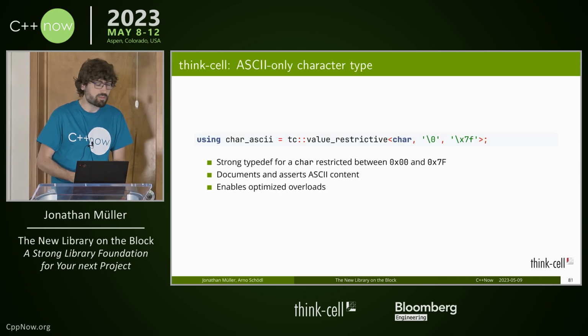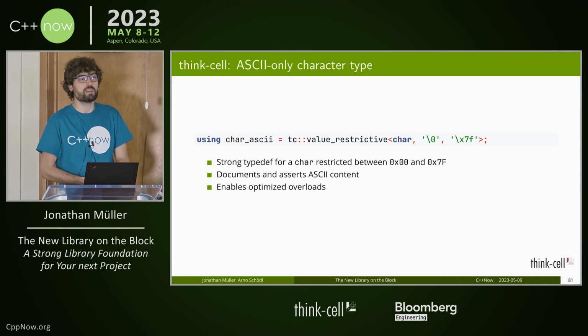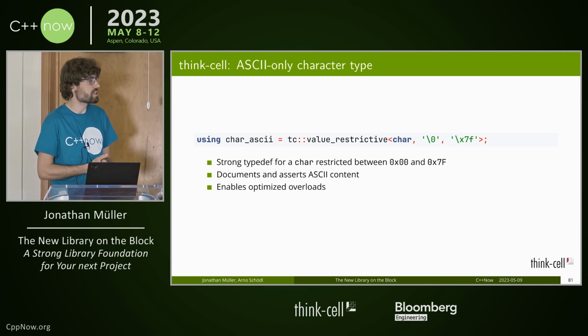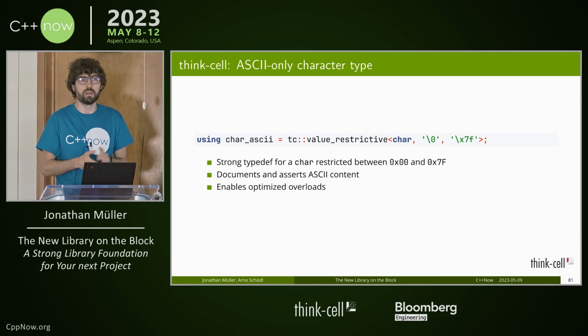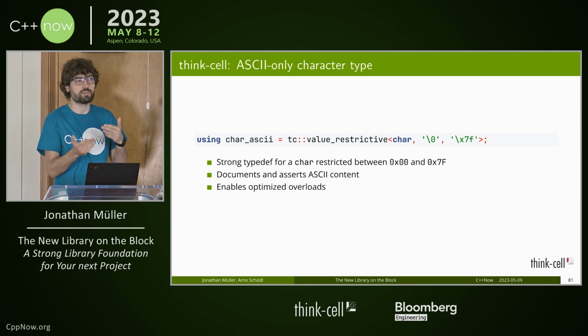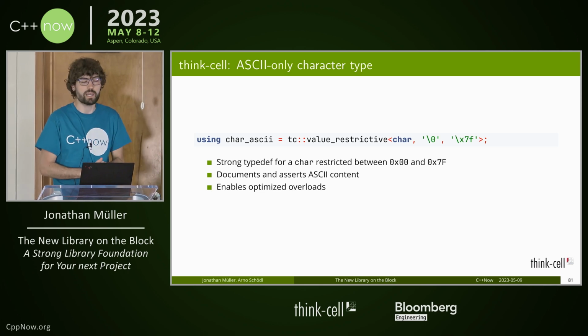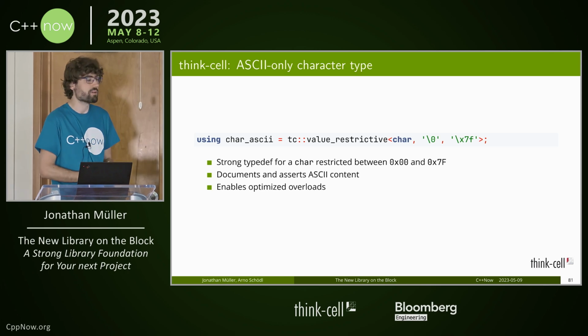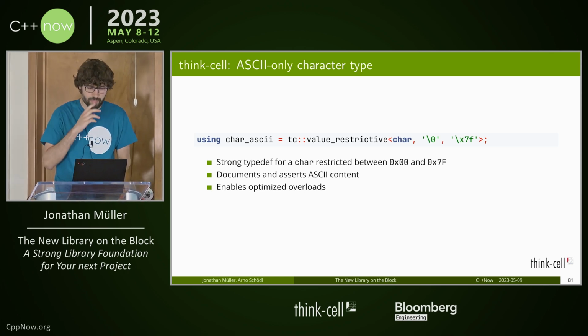So we recently introduced a custom type, char ASCII. This is essentially a strong type for a char that can only contain ASCII values. It documents that we are dealing with ASCII, and also asserts in case we accidentally put non-ASCII in there. And it can be used for optimizations. When we have an ASCII-only string, we can optimize it.